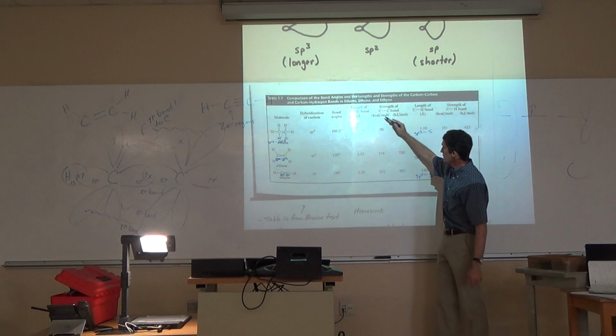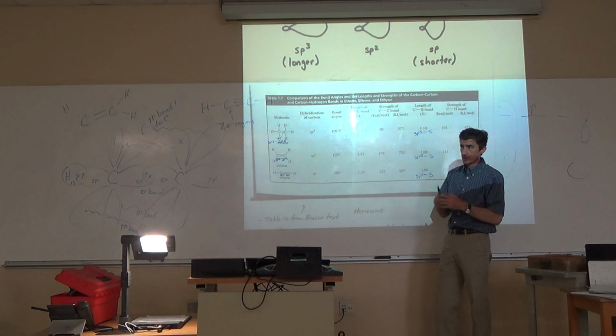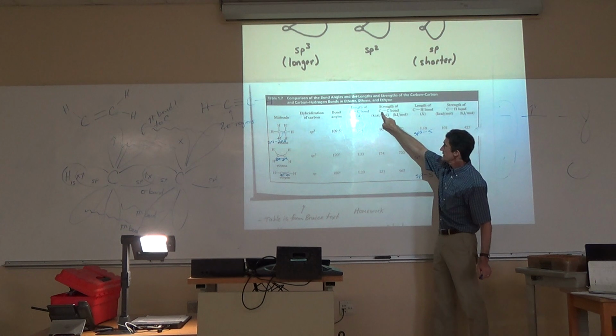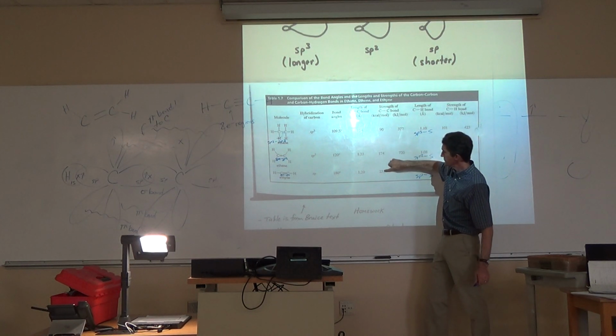Usually kcal per mole. Kcal is what I would usually look at. Got to be careful here. They're talking about the entire bonding between the two carbons. This makes you think that maybe they're just talking about the sigma bond. No, entire bonding. It makes sense. Single bond, double bond, triple.